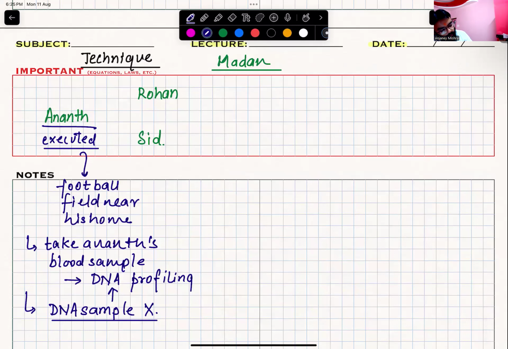Then Madan goes and talks to Rohan and Sid. They both say, yeah, we met Anand that day. We played football also. We had a very good game. And after that, we left. And when we left, Anand was still okay and fine. Then they say, we do not know how that happened. We are really sad and really sorry that it happened, but we are not involved.